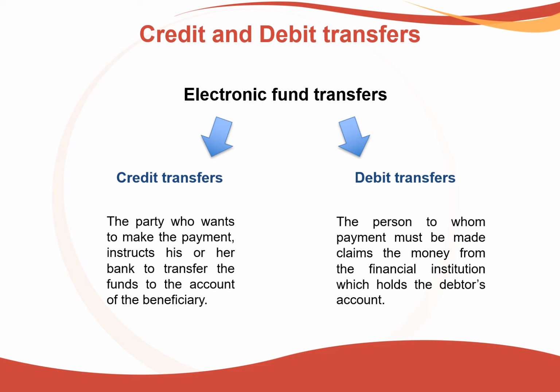In the case of a debit transfer, the person to whom the payment must be made claims the money from the financial institution which holds the debtor's account. Making this payment can either involve only one bank, where the third party and the payer bank with the same bank, or more than one bank. Where more than one bank is involved, it would require an interbank transfer. An example of a debit transfer is payment by way of electronic funds transfer at point of sale, known as EFTPOS.